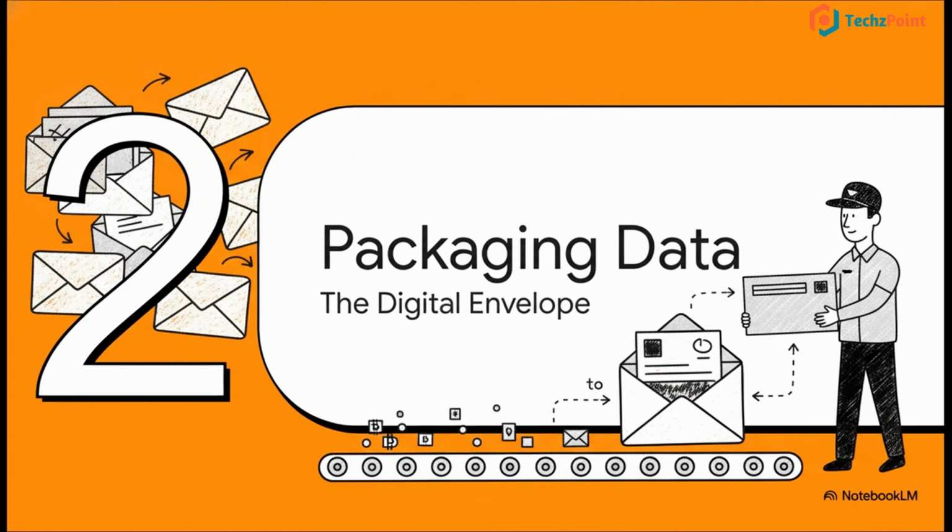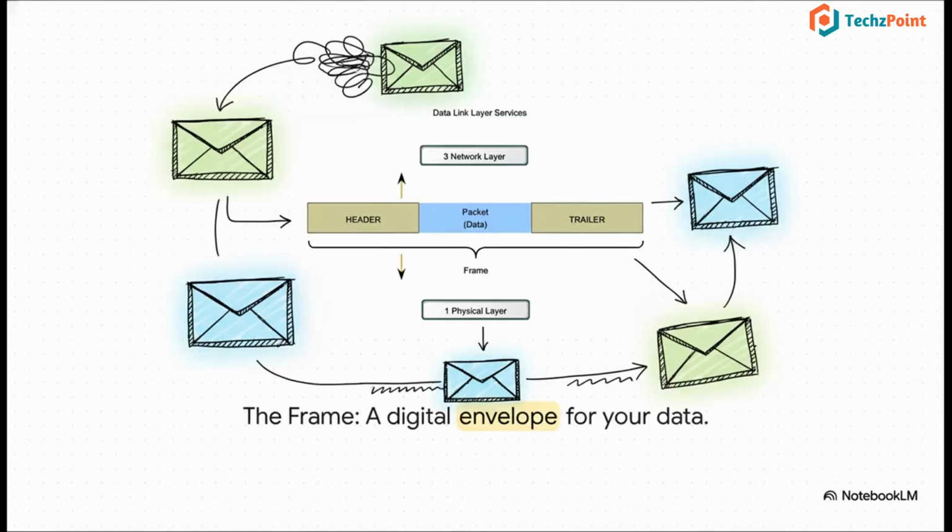It's a lot like a postal worker who takes a letter and puts it inside a very specific kind of envelope, complete with a to and from address. The data link layer does pretty much the same thing, but for your data. And this slide shows the process perfectly. That chunk of data from the layer above, which is called a packet, gets neatly wrapped up inside something we call a frame. This frame is that special digital envelope. It adds a header at the front and a trailer at the back, and that contains all the info needed for just the very next step of its local journey.